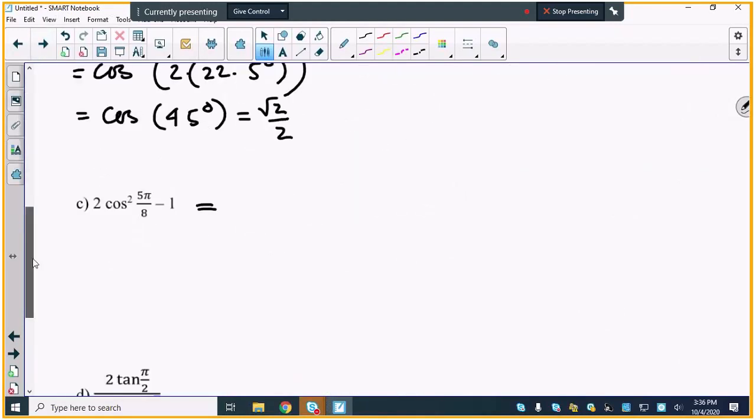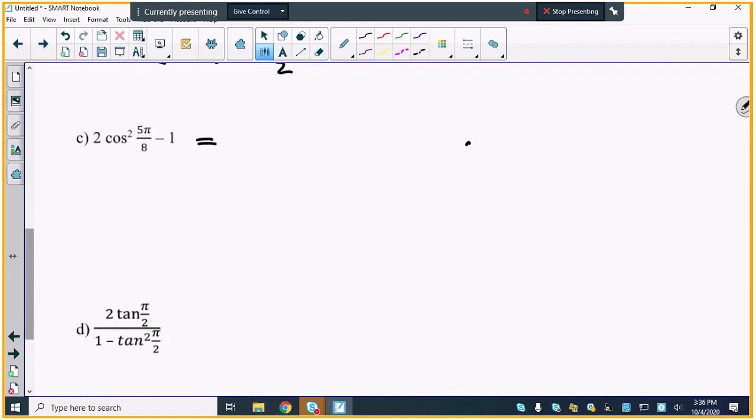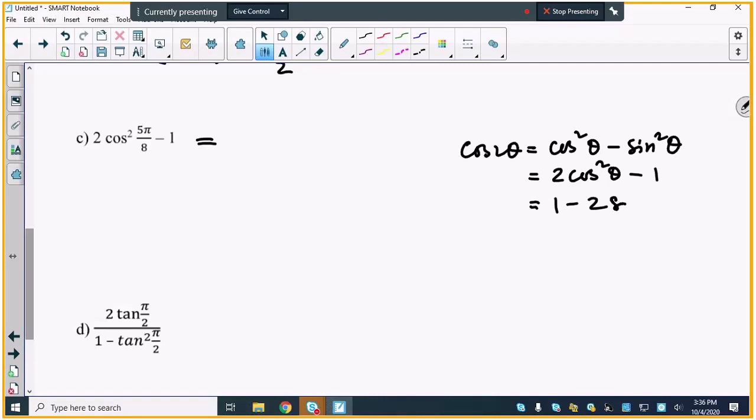So first I remind you of these formulas. They're the same, three different forms. You can write it as cosine squared theta minus sine squared theta. Then using the Pythagorean identity, I can make it 2 cosine squared theta minus 1. Using the Pythagorean identity again, I can make it 1 minus 2 sine squared theta. All of them are double angle formulas.